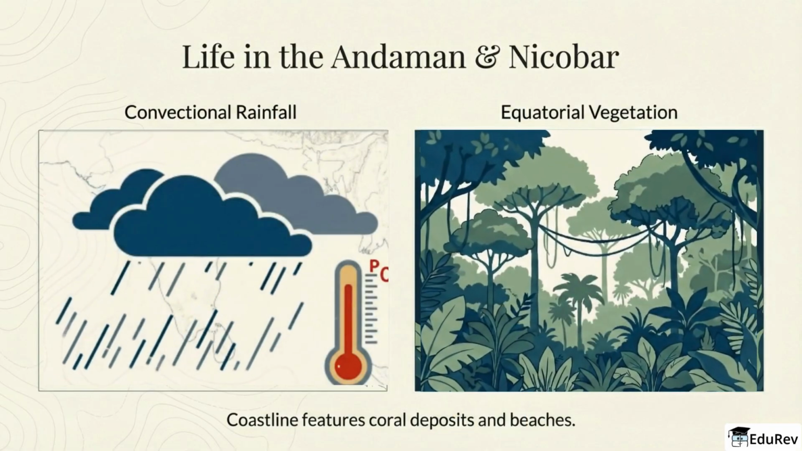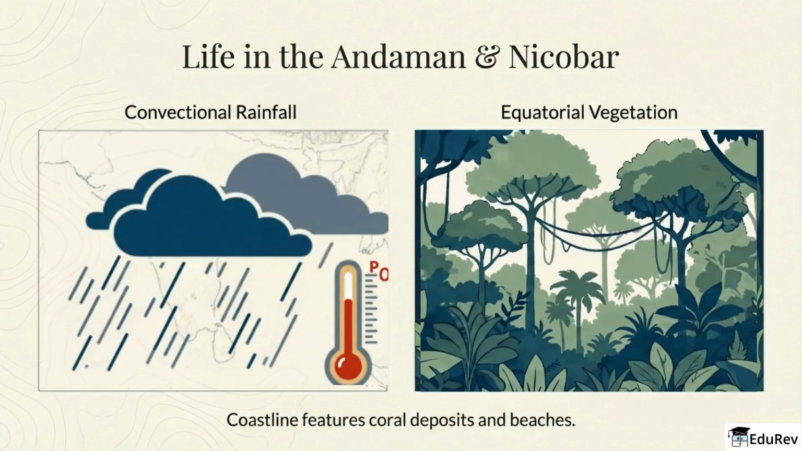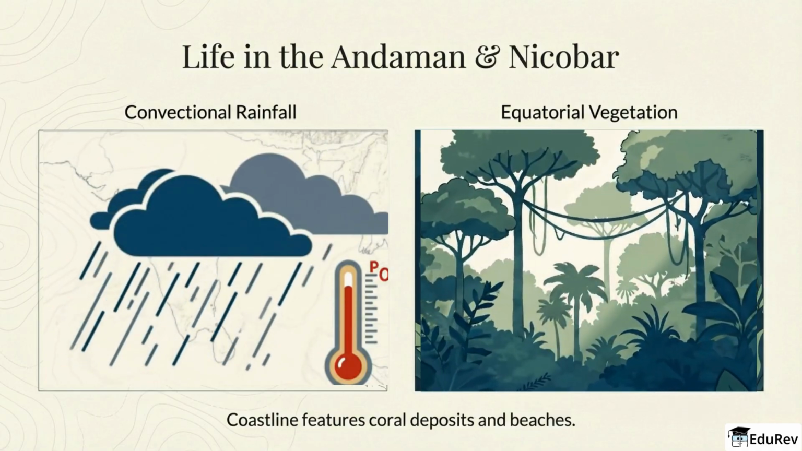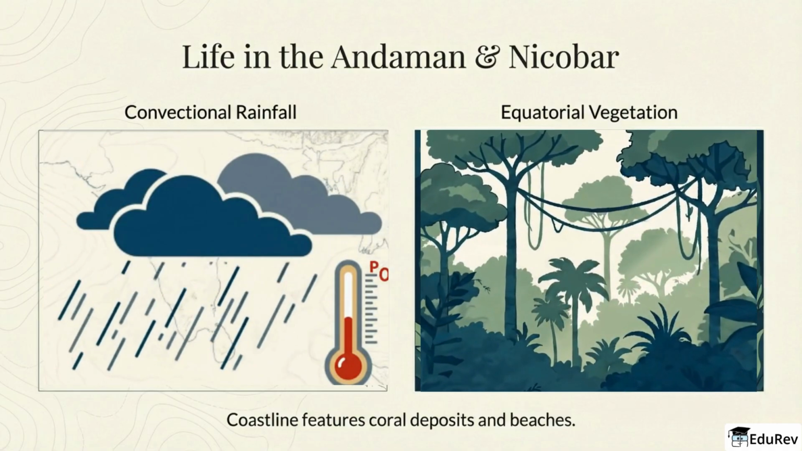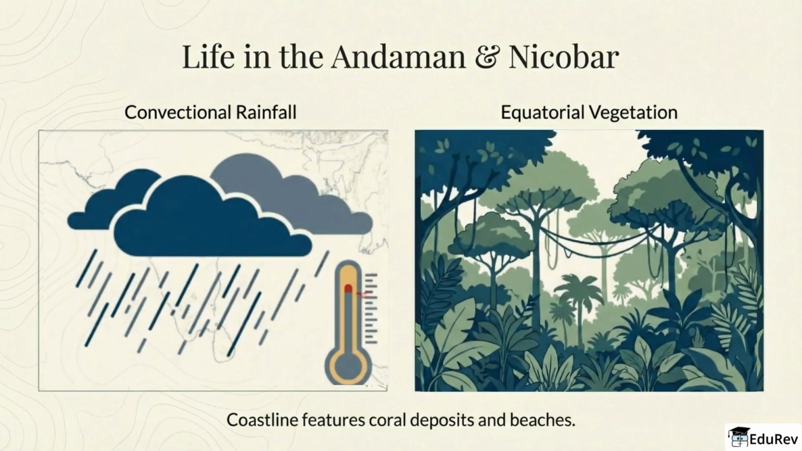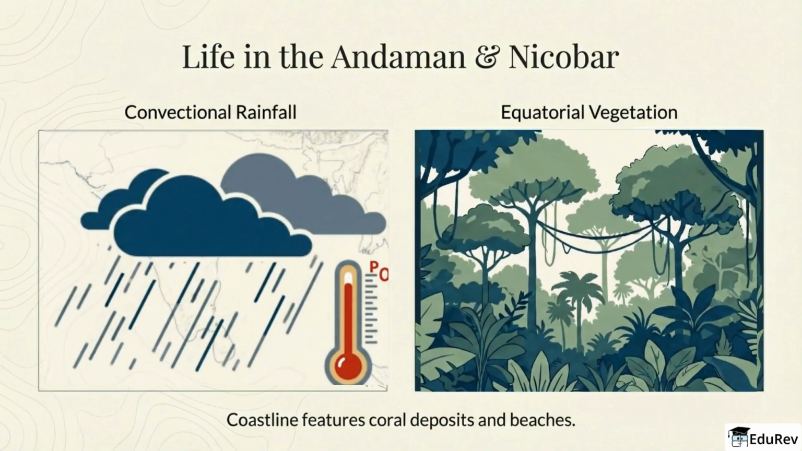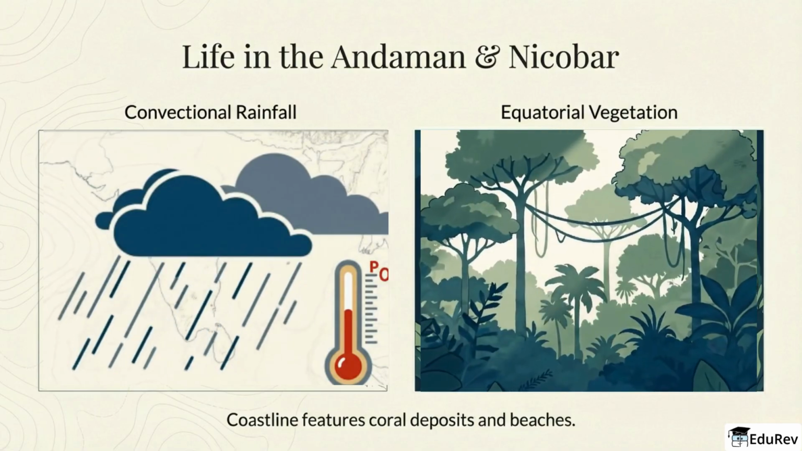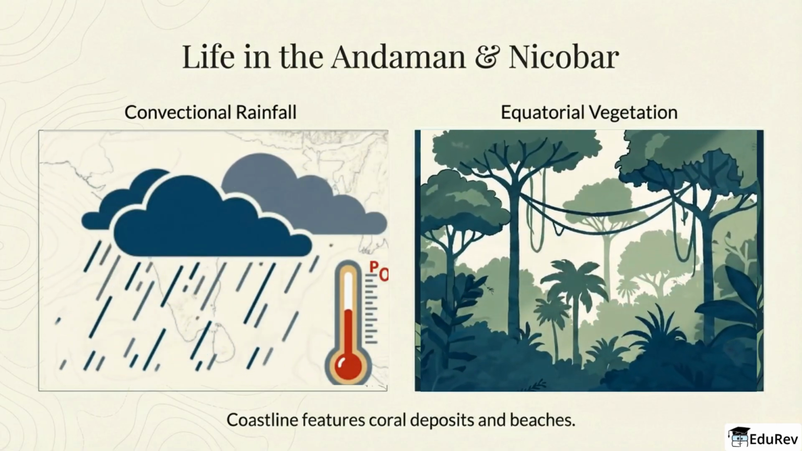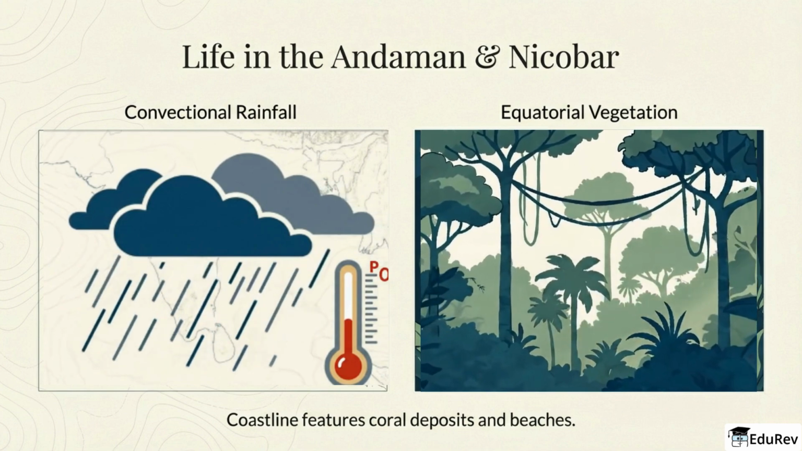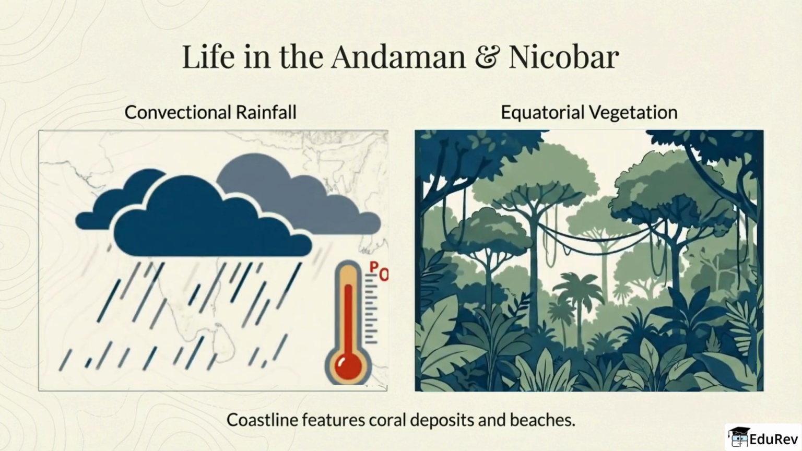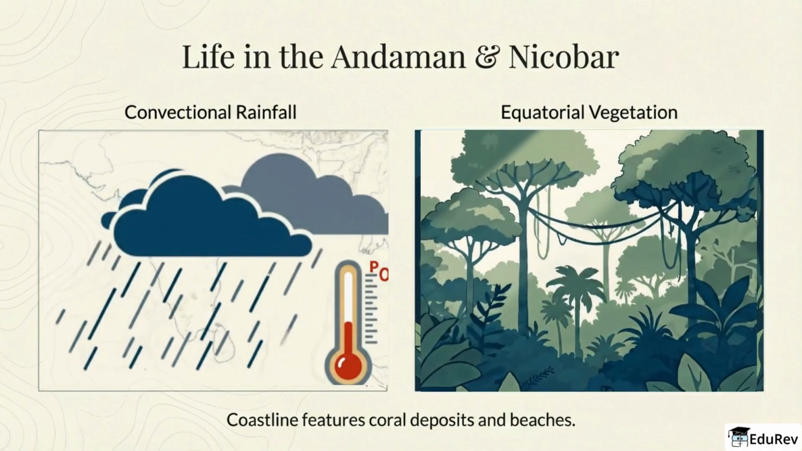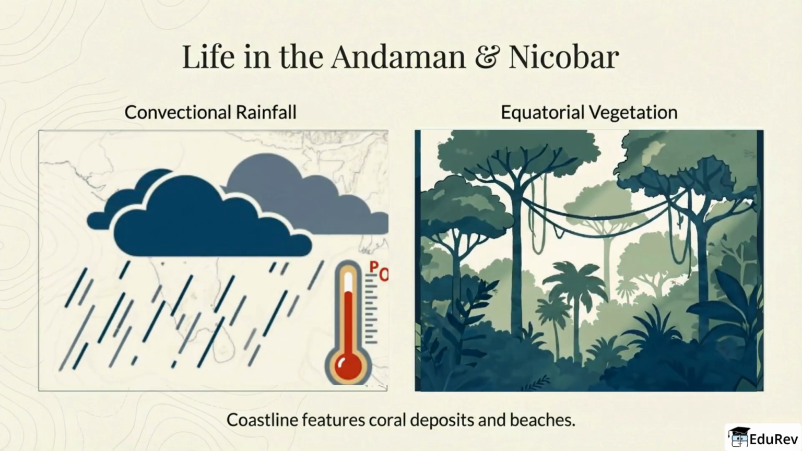Now connect physical setting to life conditions. The climate signal here is convectional rainfall, meaning heated air rises, cools, condenses, and produces rainfall, typical of warm and humid regions. Vegetation is equatorial in character, dense and evergreen, and the coastline features coral deposits and beaches, which tells you the coastal environment supports reef-related deposition and sandy coastal features. This is exactly how you build integrated answers in mains. Climate, vegetation, and coastal geomorphology in one flow.